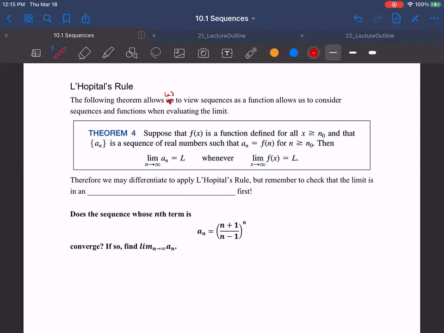Okay, so let's take a look at this. Therefore, we may differentiate to apply L'Hopital's rule, but remember to check that the limit is in an indeterminate form, which is our 0 over 0, our infinity over infinity, or our infinity times 0 first. Okay, etc., etc.